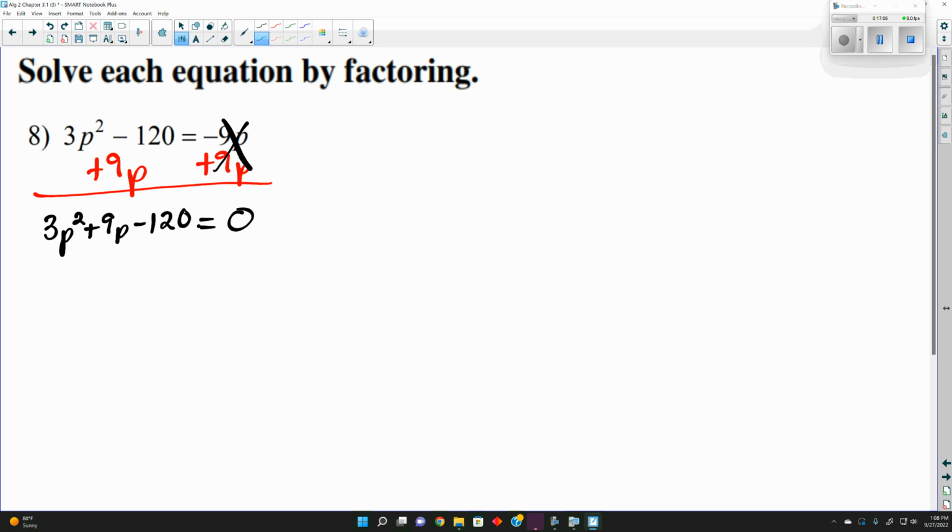Now, it does have a greatest common factor of 3 that we can factor out, which leaves us with p squared plus 3p minus 40.